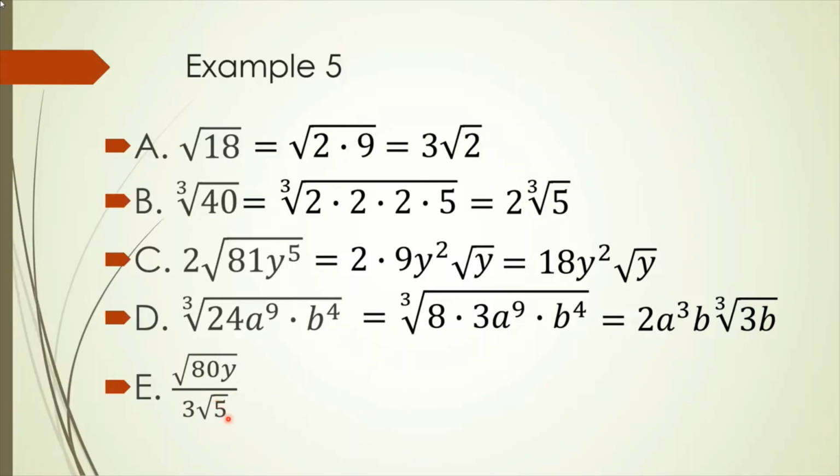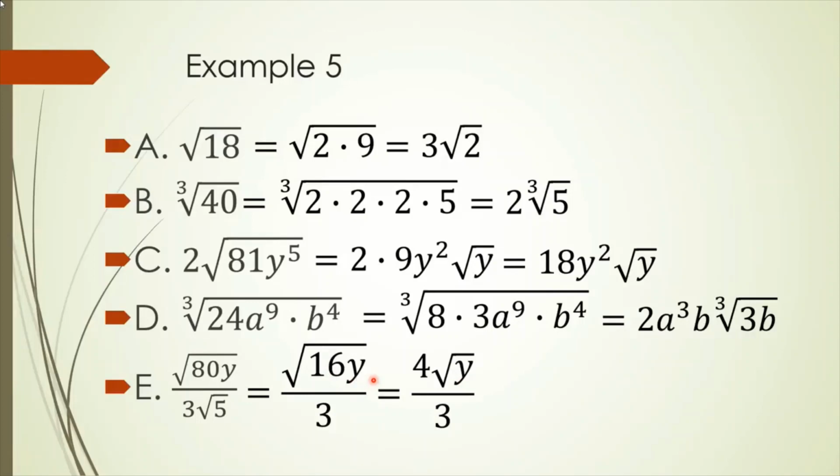Letter E, since these are both underneath the square root, I can cancel the 5 with the 80. So that gives me the square root of 16y over 3. 80 divided by 5 is 16, so that's where that's coming from. And then what you can do is just take the square root of the top. So the square root of 16 would be 4. Square root of y doesn't simplify, so it would just stay the same. And that would be your answer.